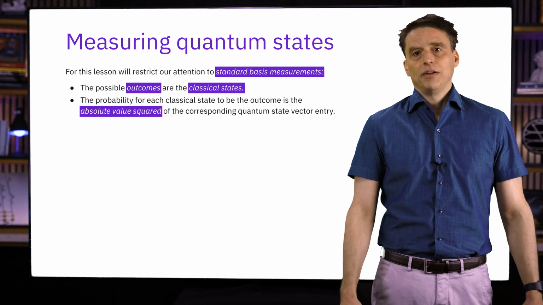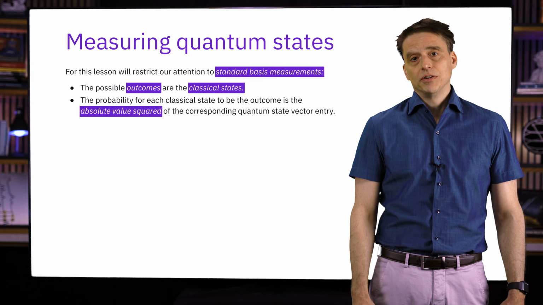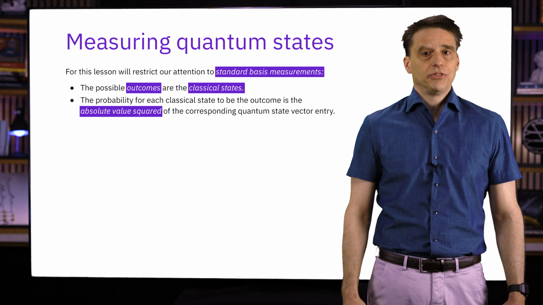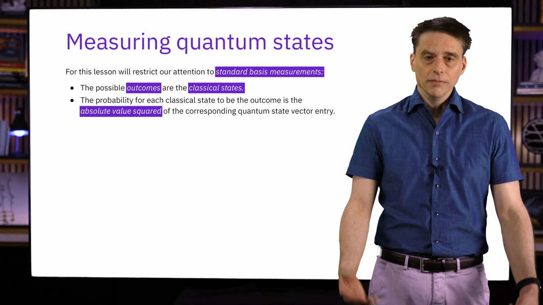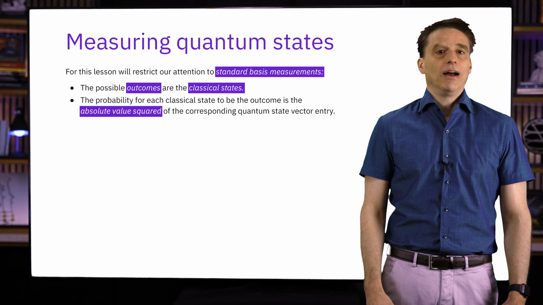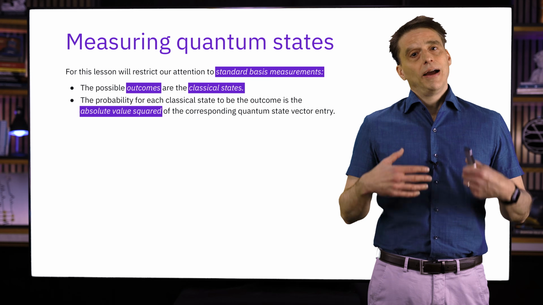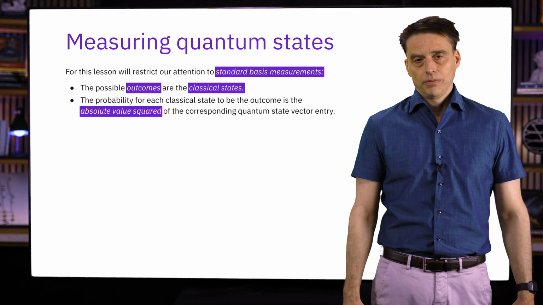We know that the absolute value squared of any complex number is a non-negative real number, and we know from the definition of quantum state vectors that the sum of the absolute values squared of the entries of a quantum state vector is equal to 1. So this makes sense. Each classical state will appear as the outcome of the measurement with some probability, and the probabilities sum to 1. Here are a few examples.